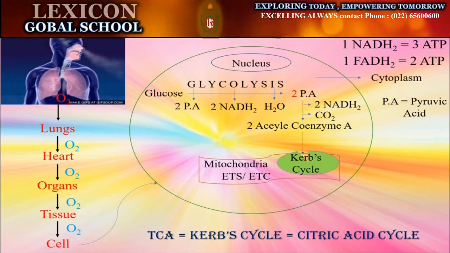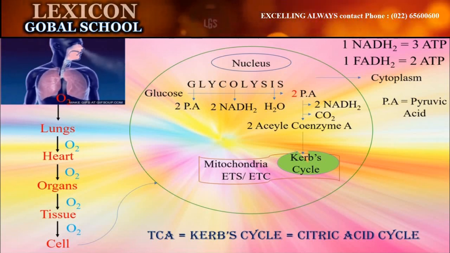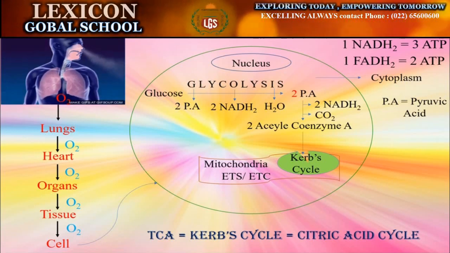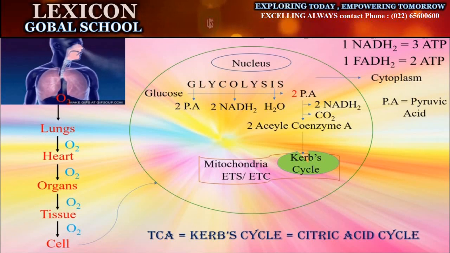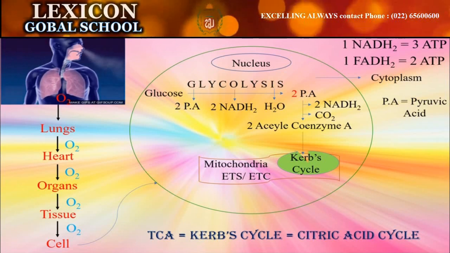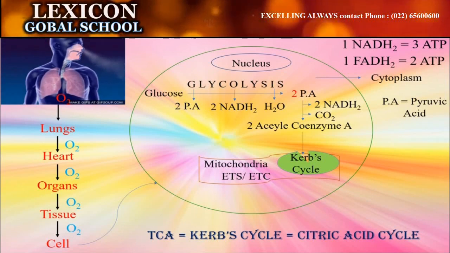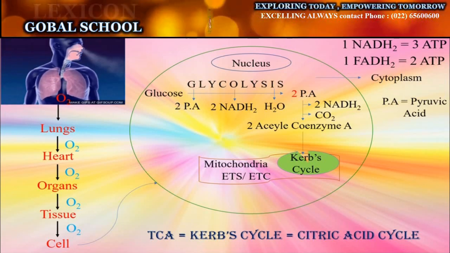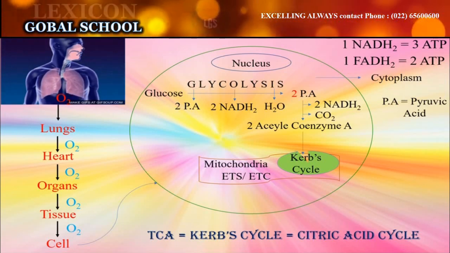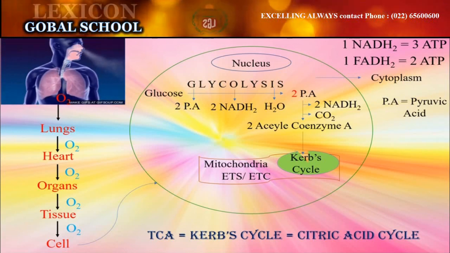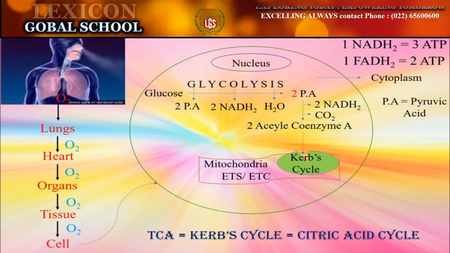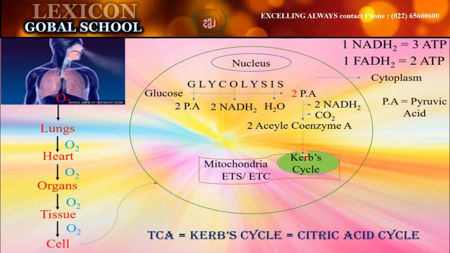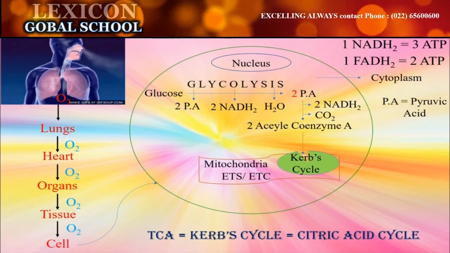In case of less storage of carbohydrates in the body, lipids, that means fats, and proteins are utilized for producing energy. Lipids are converted into fatty acids and proteins are broken down into amino acids. In such a condition, both fatty acids and amino acids are converted into acetyl coenzyme A. Glucose is a part of carbohydrates. We have carbohydrates, glycolysis, pyruvic acid, acetyl coenzyme A.